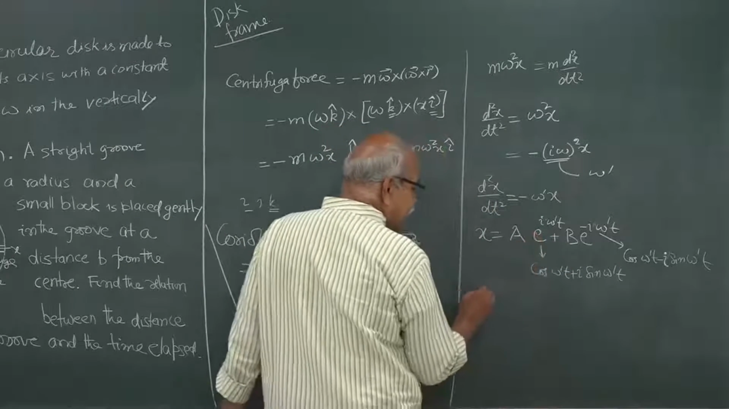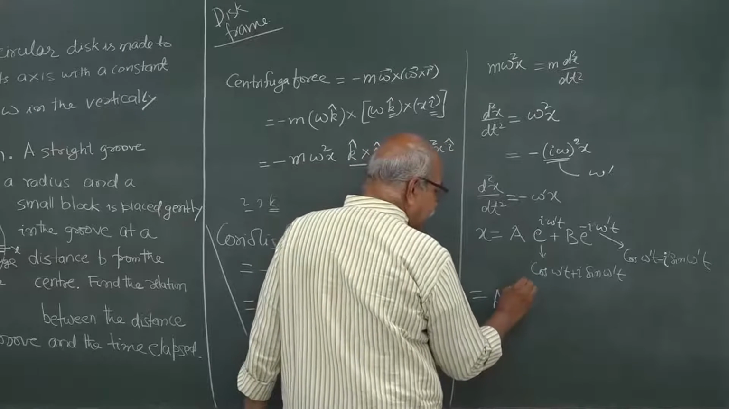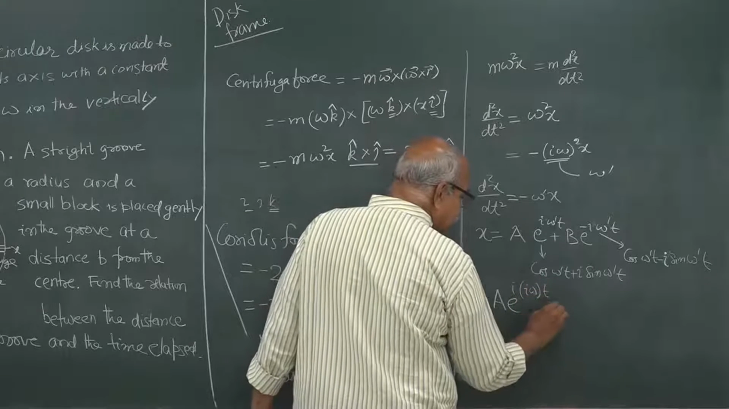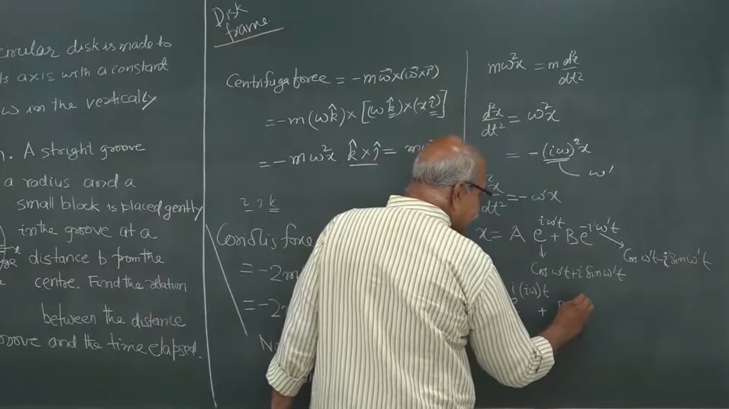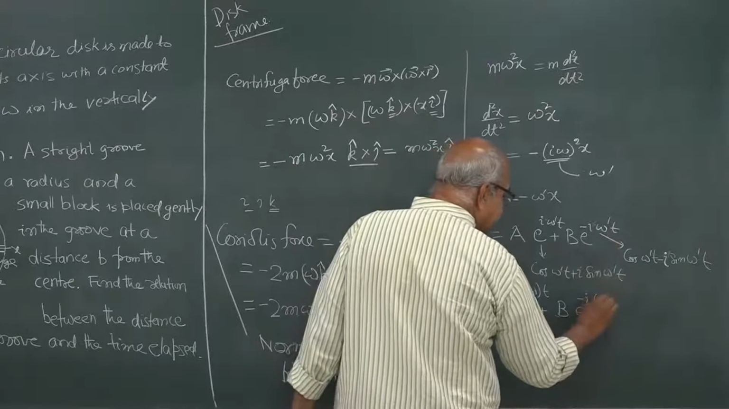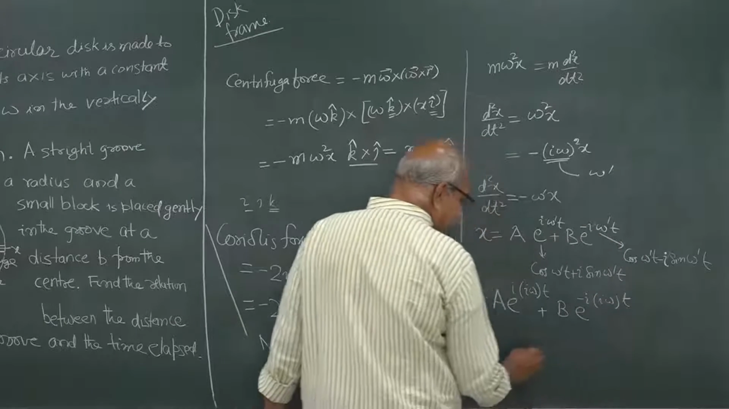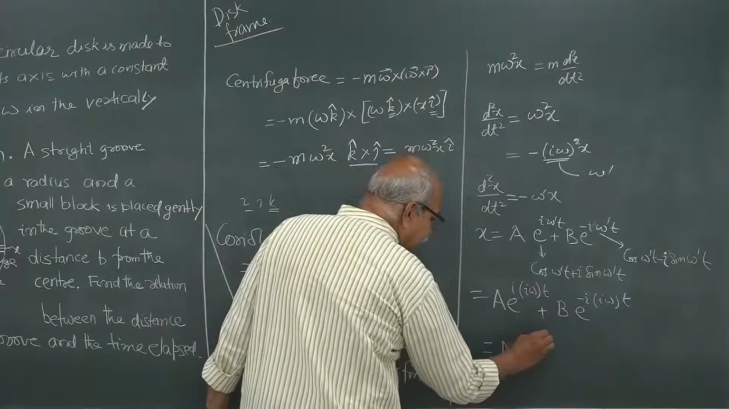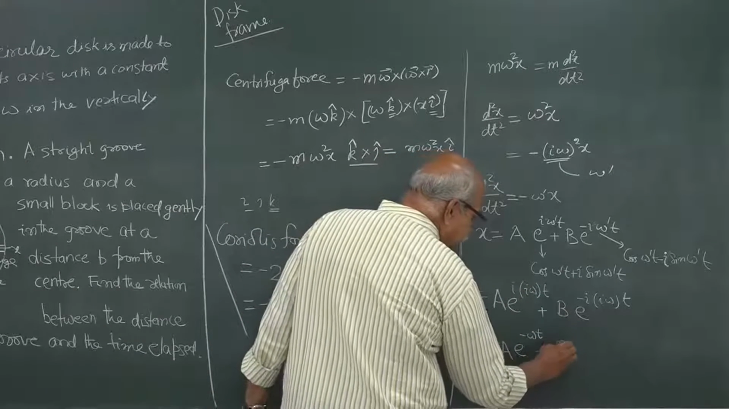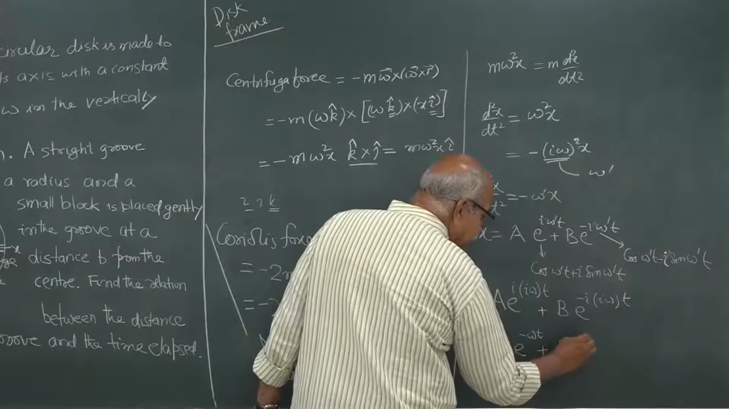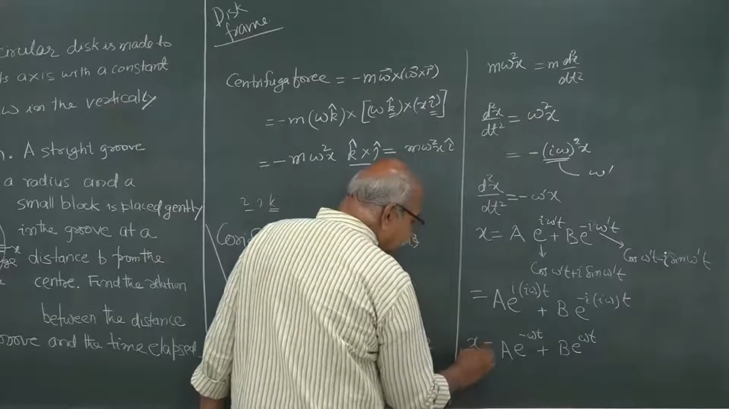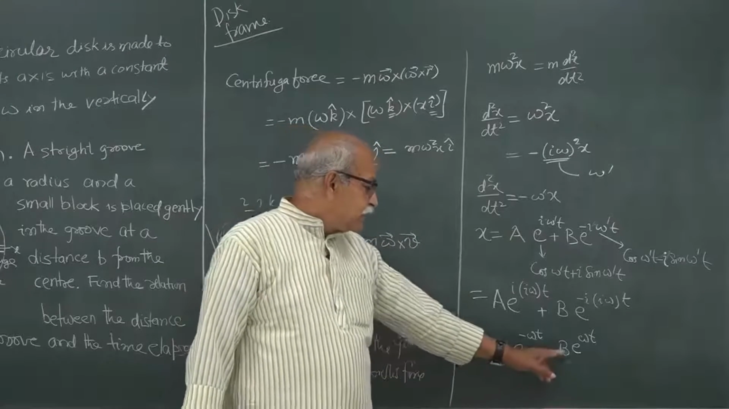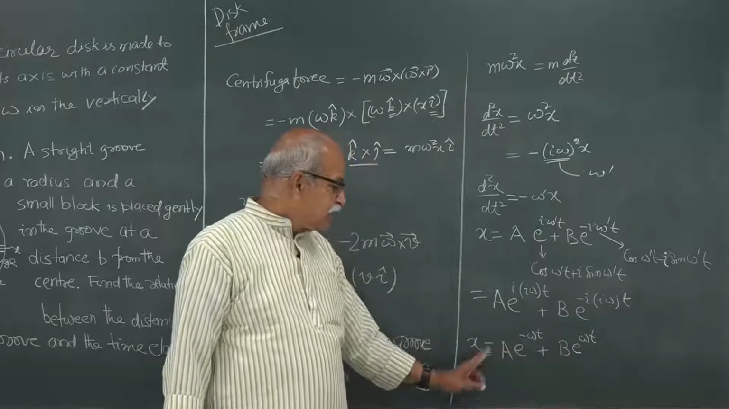So, in our case it will be e to the power i omega prime t, where omega prime is i omega, and then plus B e to the power minus i omega prime t. So, this is A e to the power minus omega t plus B e to the power plus omega t. This is how x and t are related, and now A and B are two arbitrary constants to be decided by the initial condition.